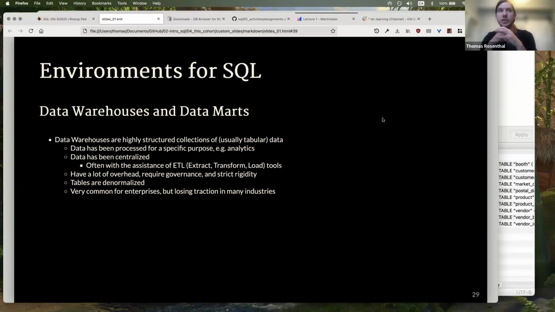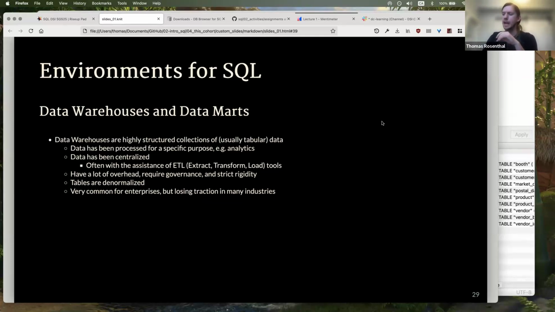You'll do that centralization with the assistance of an ETL, that's extract, transform, load, or ELT, which is changing the order of things. The tools that exist to help you move the data around. Data warehouses have a lot of overhead. They require governance, and they need strict rigidity to work. Your tables become denormalized. That means you're taking apart the table and making relationships instead. It's common in enterprises, but I'd say it's also losing traction.